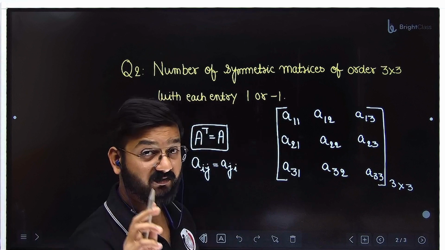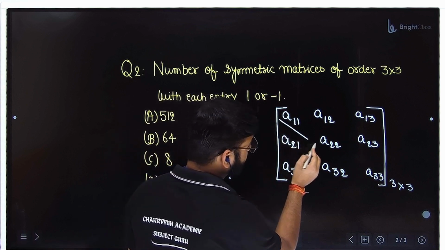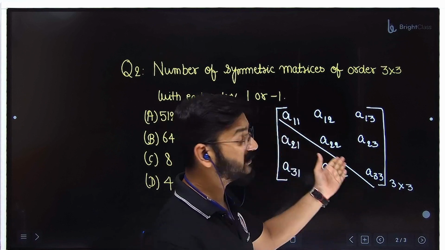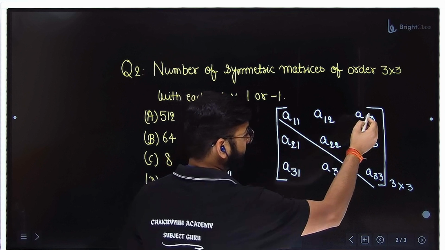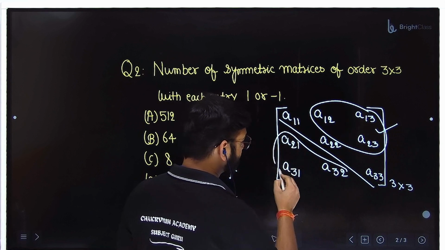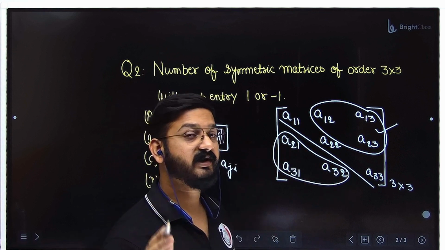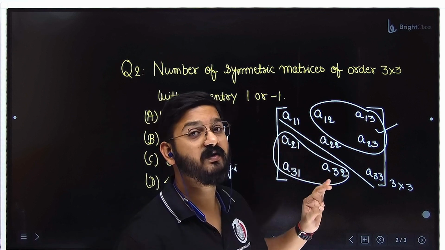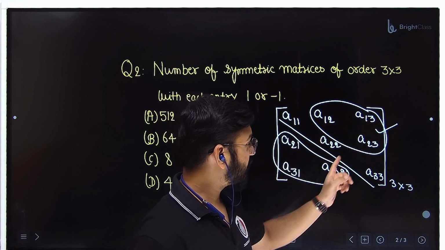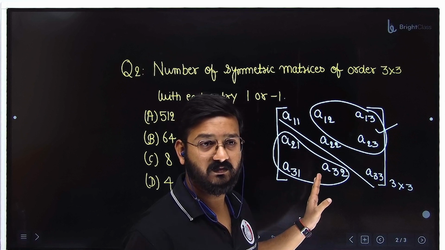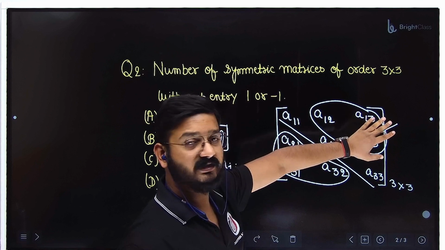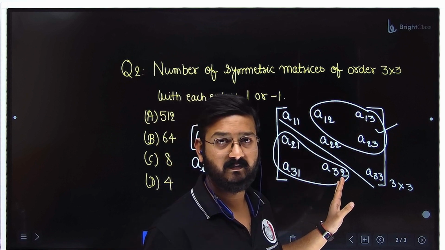In a symmetric matrix, what happens? The diagonal elements will not change. If you take the transpose also, diagonal elements remain unchanged. And one more thing, these three elements will be exactly the same as these three elements. That is the meaning of transpose: A12 and A21 should be equal. Similarly, A13 and A31 should be equal, and A23 should be equal to A32. So what you need to make sure here is that the transpose of the element should be the same.